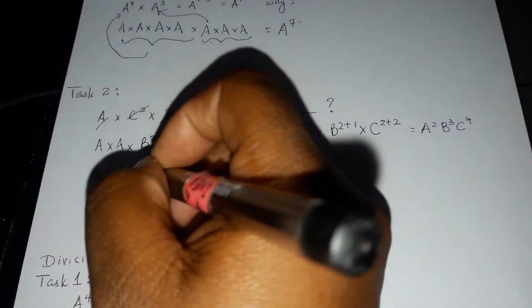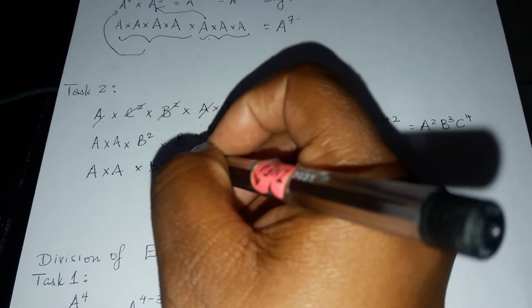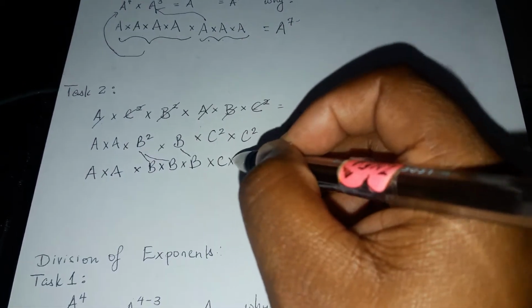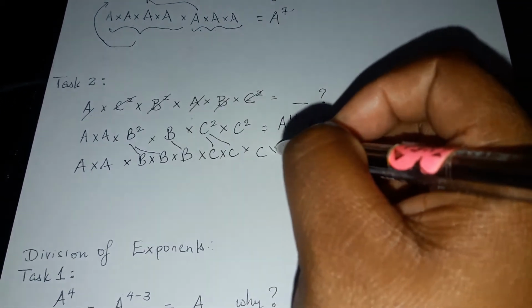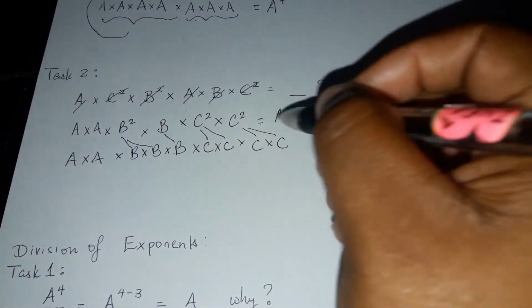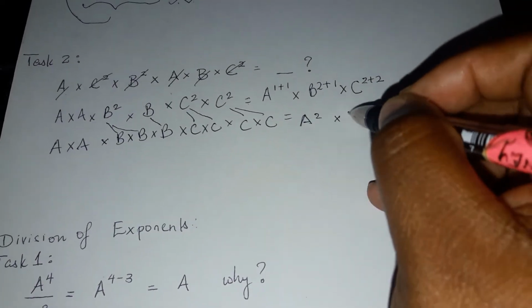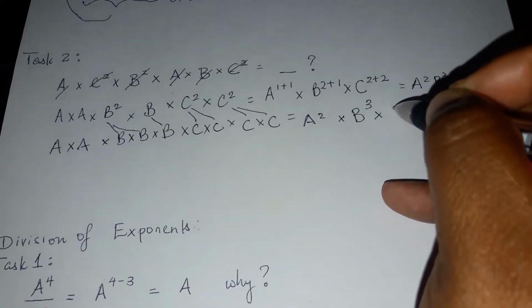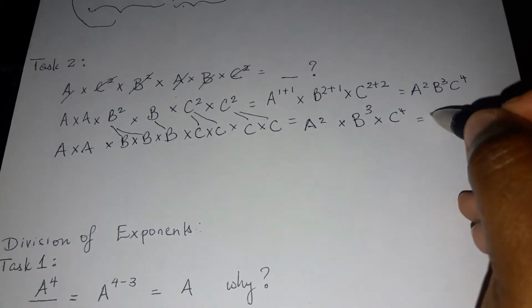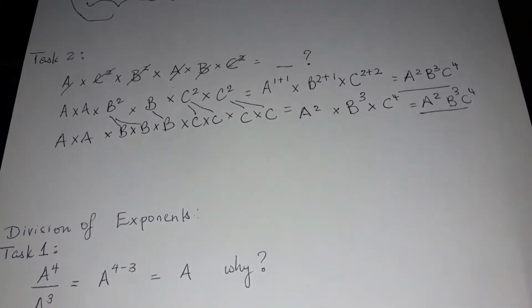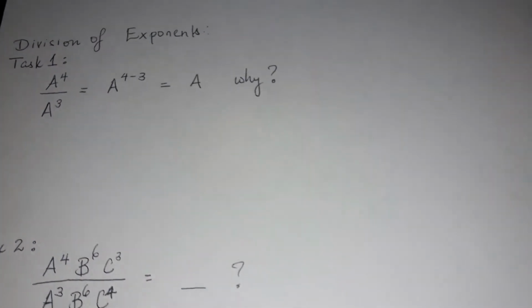Now is this true? Yes. So A times A times B times B times B, this goes here and here. This is for that, times C times C times C times C. And if you count them, you see A squared times B cubed times C to the 4th, which is A squared B cubed C to the 4th. It's the same thing. Okay?